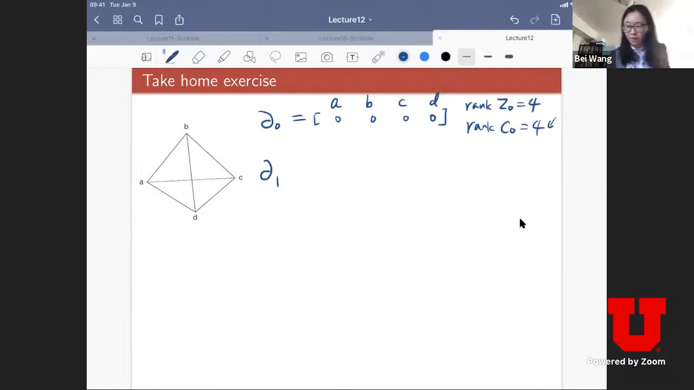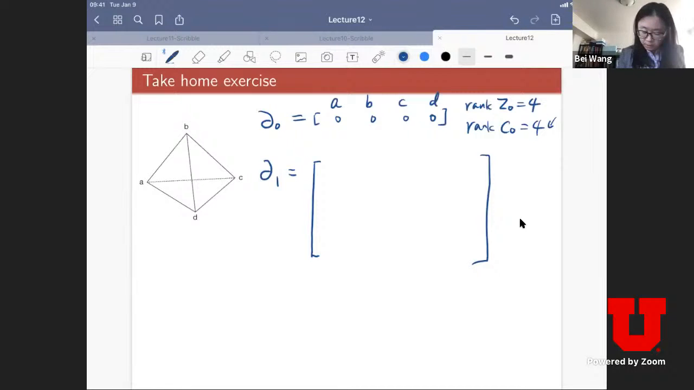Now I want to do the first one, and this is one that requires some effort. This is the first dimensional boundary matrix now. When I talk about the first dimensional boundary matrix, the columns are now edges and the rows are vertices. So there is a total of 6 edges. I'm going to do the edge AB, the edge AC, the edge AD, BC, BD, and CD. Those are the 6 edges.